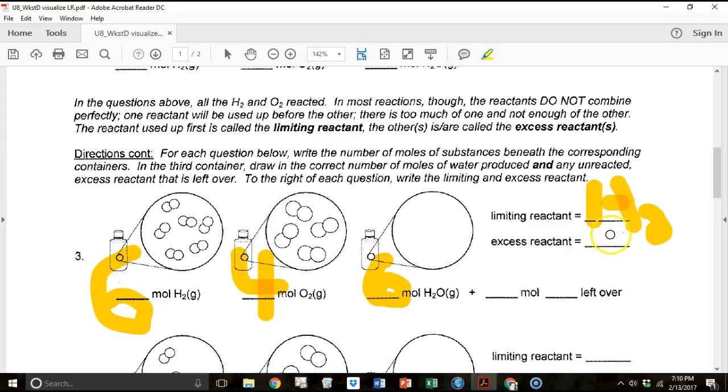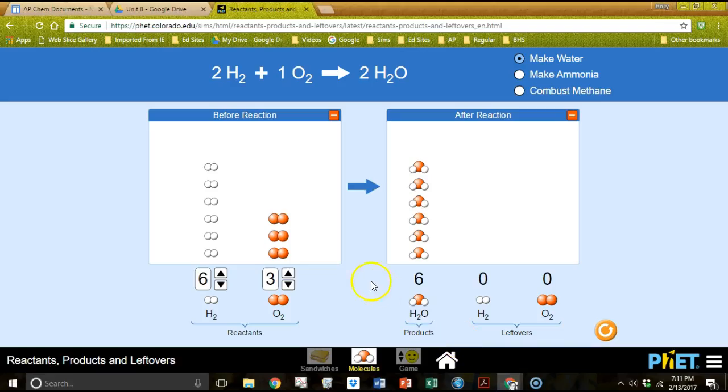And so the excess reactant is the other one, the oxygen. So I'm not running out of that. All right, so then let's look at what's left over. Let's go to the simulation and see. Notice the difference here. So 6 H2s, 4 O2s, I get the 6 molecules of water.